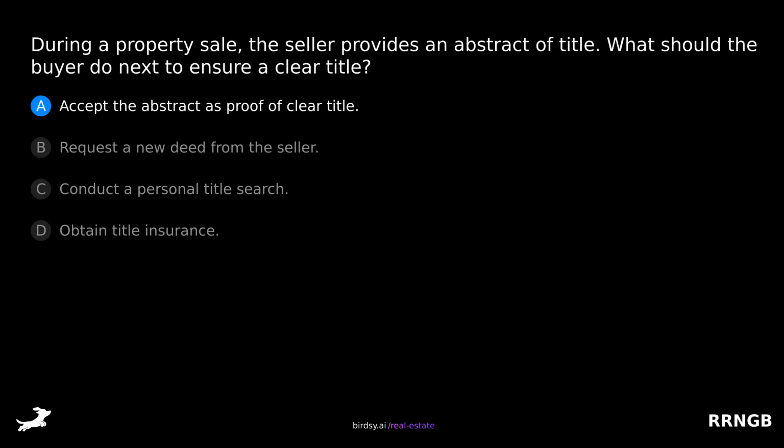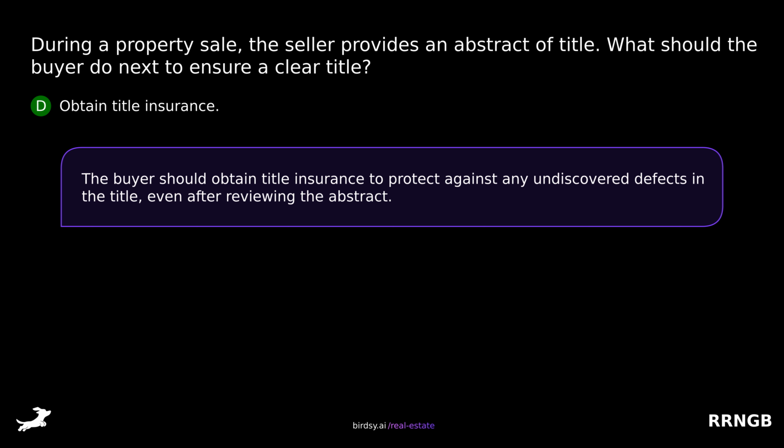Is it A, accept the abstract as proof of clear title? B, request a new deed from the seller? C, conduct a personal title search? Or D, obtain title insurance? The answer is D, obtain title insurance. The buyer should obtain title insurance to protect against any undiscovered defects in the title, even after reviewing the abstract.